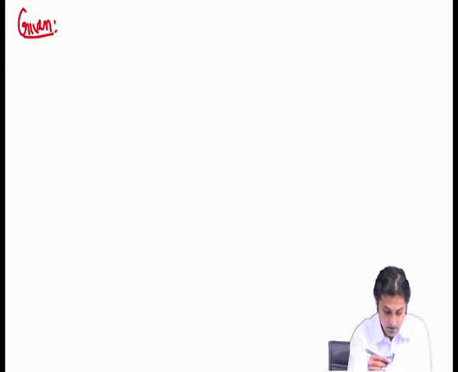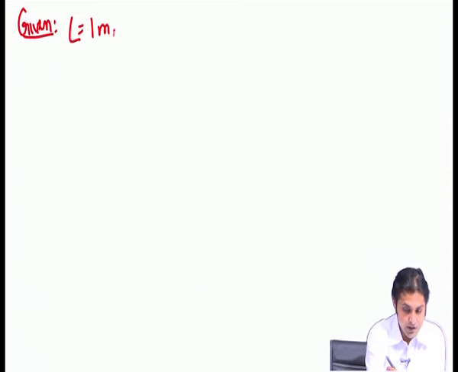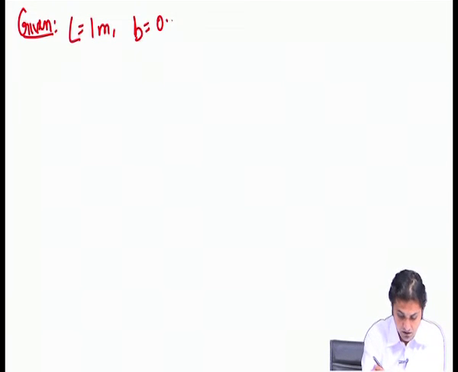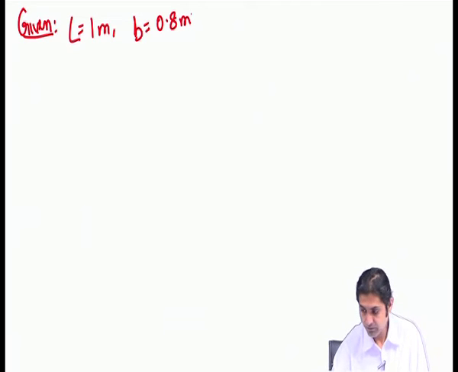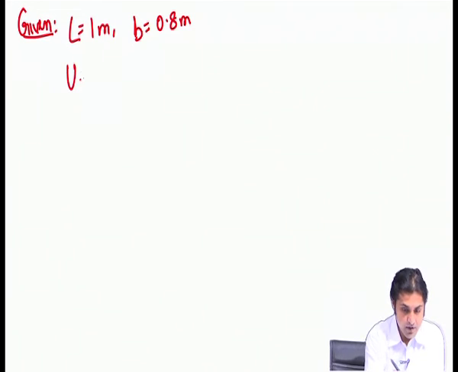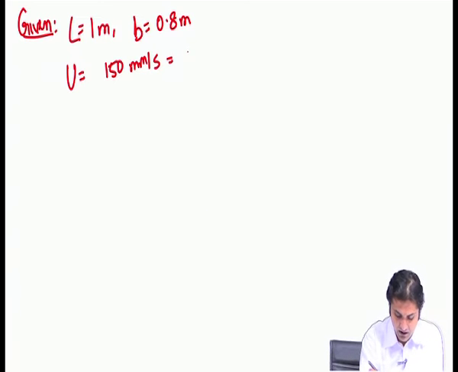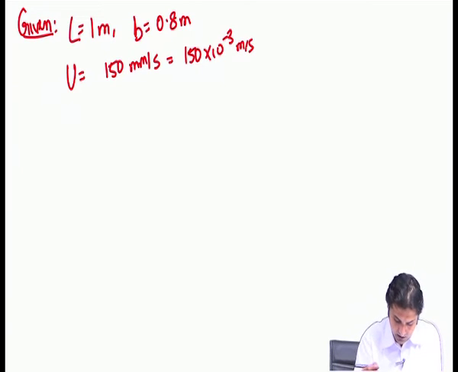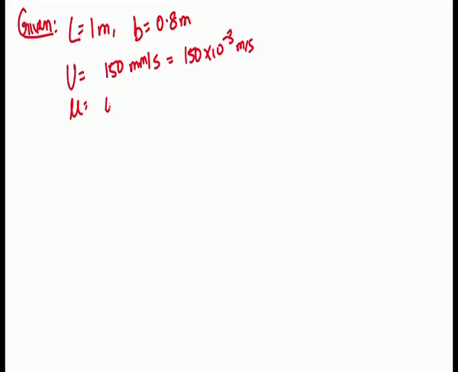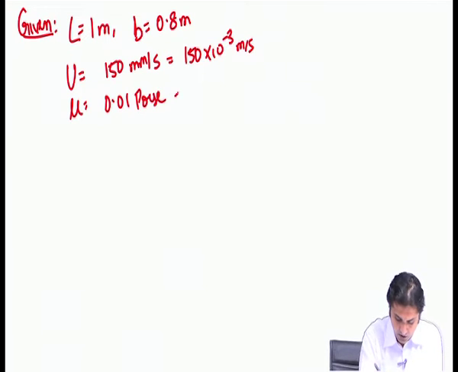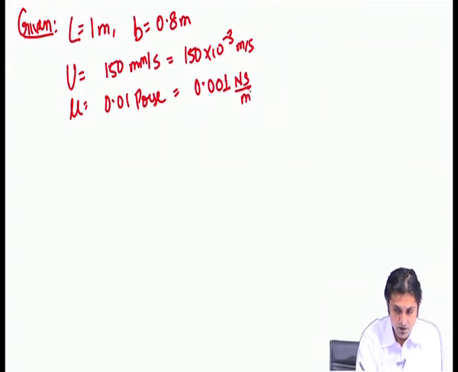we will go to the white screen again. As always, we will write given. So length is given as 1 meter, B is given as 0.8 meter. Capital U is 150 millimeters per second, or we can write 150 into 10 to the power minus 3 meters per second. Okay. Mu is given as 0.01 poise, or in SI unit we can write 0.001 second per meter square.